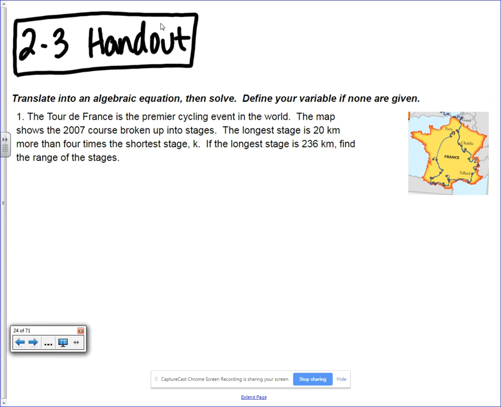In this problem, they already tell you what the variable is. They tell you that the shortest stage is supposed to be k, right here. They also tell you the longest stage is 20 kilometers more than 4 times the shortest stage. So they describe it to me. Then they tell me that longest stage is 236 kilometers. So take a second, solve this equation, and then we'll actually answer the question.